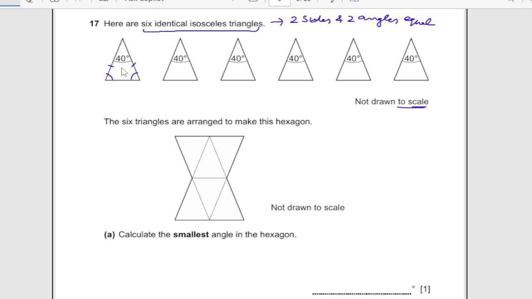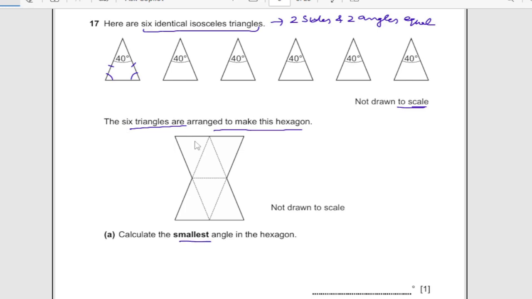Okay, let's see first of all what the question is. The question is: 6 triangles are arranged to make a hexagon. A hexagon is a shape having 6 sides. So this is 1 2 3 4 5 6. So the hexagon is made. Calculate the smallest angle in the hexagon.